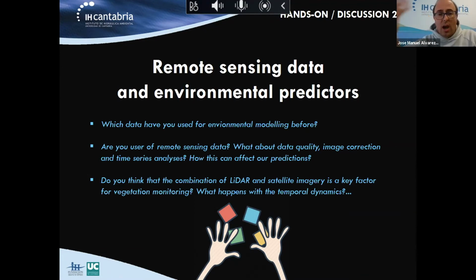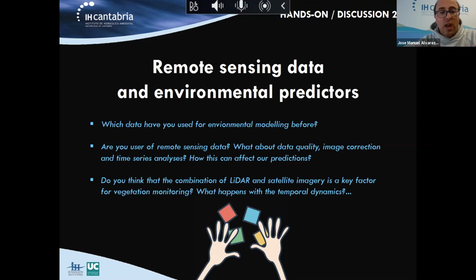About how remote sensing and these environmental predictors can help us when modeling: have you ever used this before? What about quality, corrections, and time series analysis? If you are not experienced users of remote sensing, have you thought that this is not straightforward? You cannot simply download the images. I refer again to the beautiful webpage and information from Richard Lucas last week. That was beautiful and cool, but it's not easy. You have to download, prepare, and get everything right for doing our analysis.